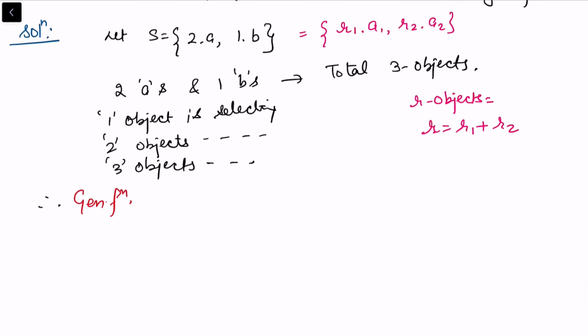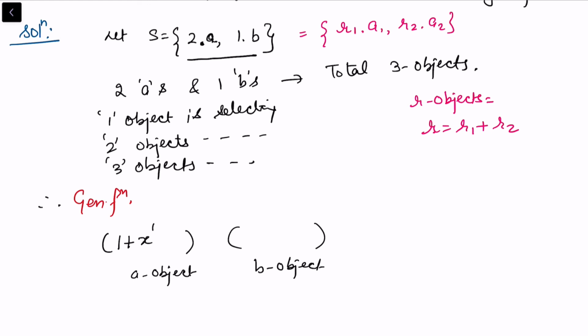Now for the generating function, this is very clear. There are 2 objects in the set, so we will have 2 factors. This one is for the A object and this one is for the B object. The A object is appearing 2 times, so it may appear 0 times, once, or twice. So for this we will have 1 plus x to the power 1, plus x squared. But the B object is appearing once, so either it may not appear in the counting, or it may appear once. So this becomes the generating function.